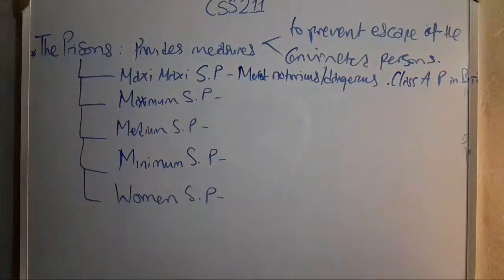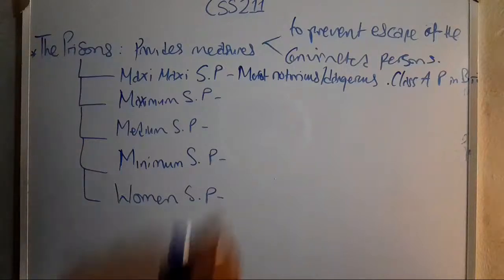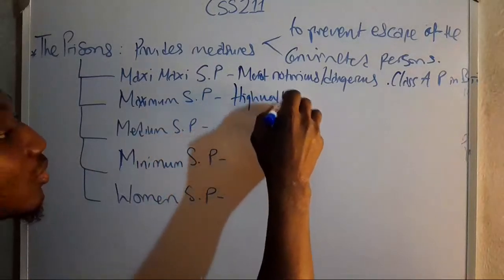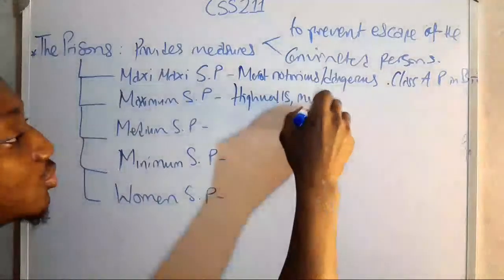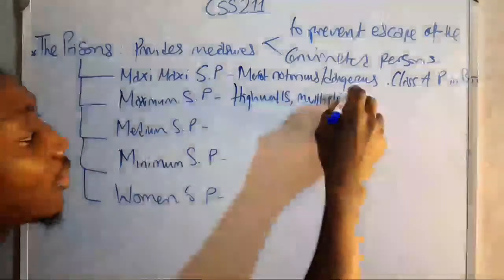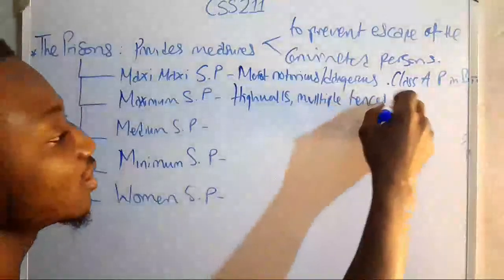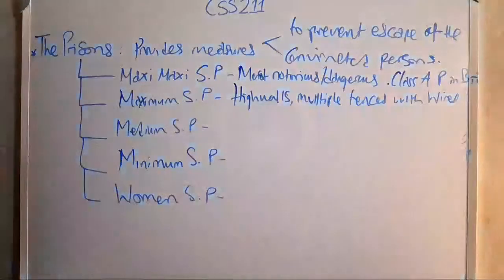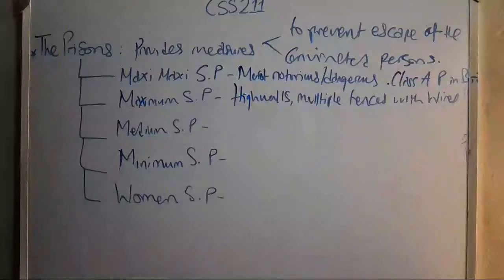Now the maximum security prisons are characterized by high walls and multiple fences with wires.